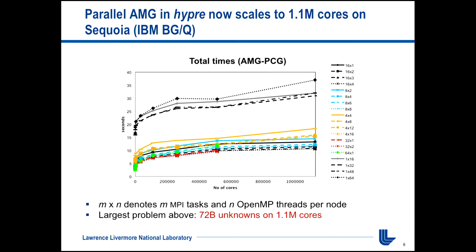And here's an example of what you can do after you do a lot of this work to get our algebraic multigrid solver scaling to 1.1 million cores of our IBM BG. And this is a weak scaling plot. The different lines here are just different combinations of MPI tasks and OpenMP threads.